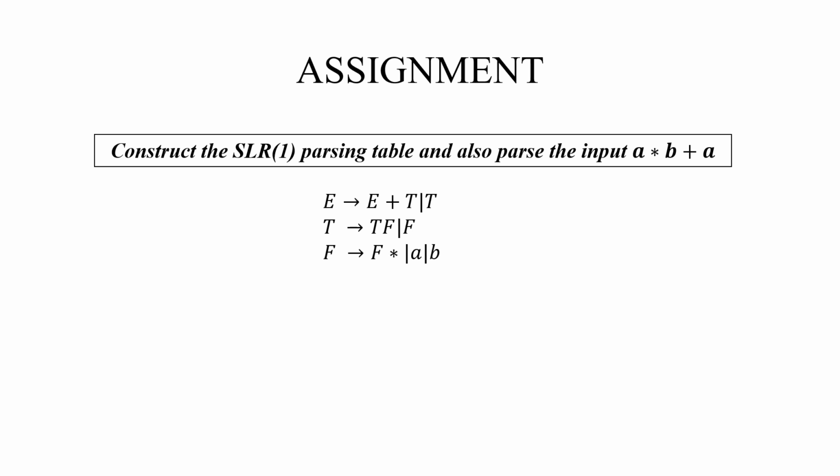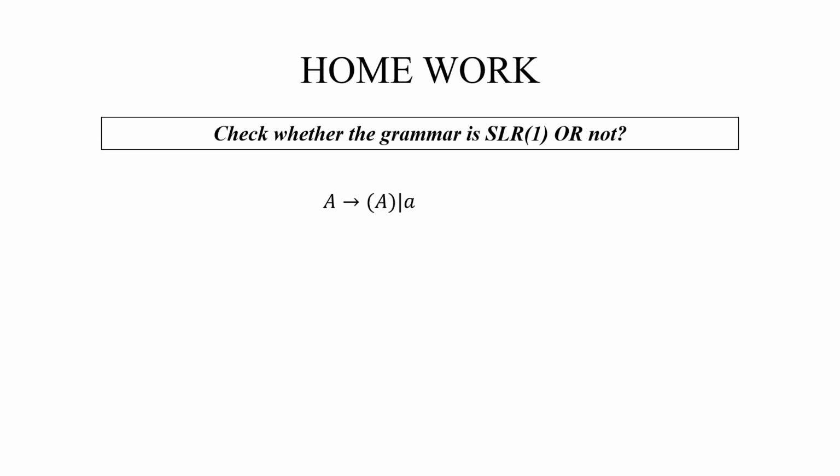So you have to create the augmented grammar, then do the canonical collection of LR0 items, then write the SLR parsing table and also check whether there are any conflicts. If no conflicts, then you parse the input, that is a star b plus a. And one more homework: check whether the grammar is SLR1 or not. Very simple grammar, that is A derives (A) or small a. Thank you.